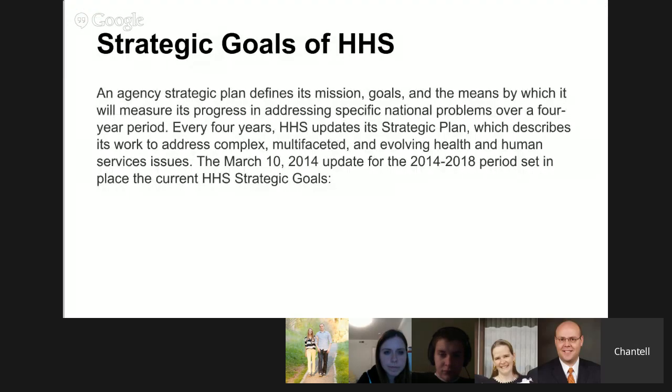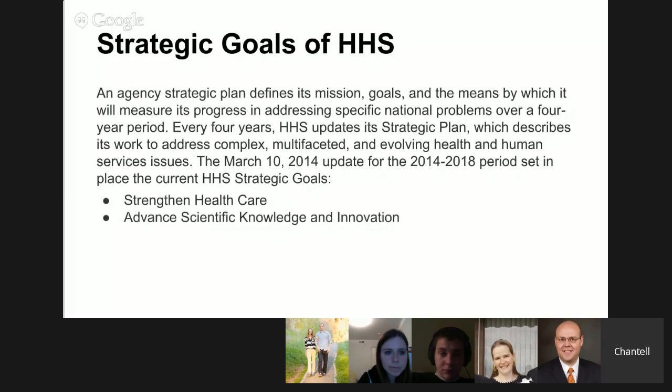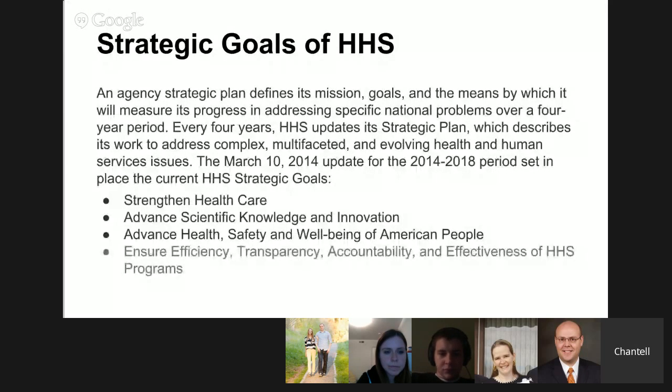And these are the goals that they set in place: to strengthen healthcare, to advance scientific knowledge and innovation, advance health, safety, and well-being of American people, and ensure efficiency, transparency, accountability, and effectiveness of the health and human service programs.